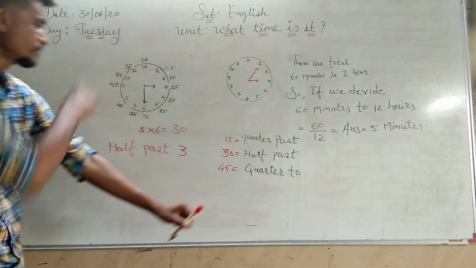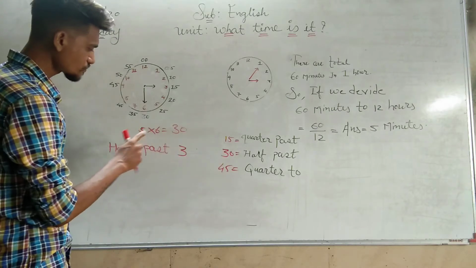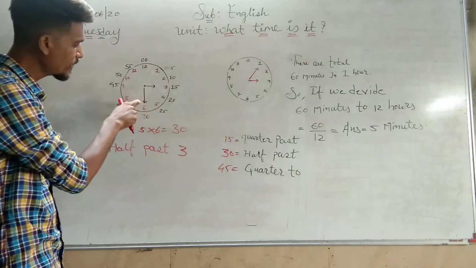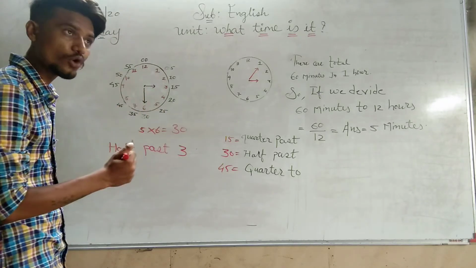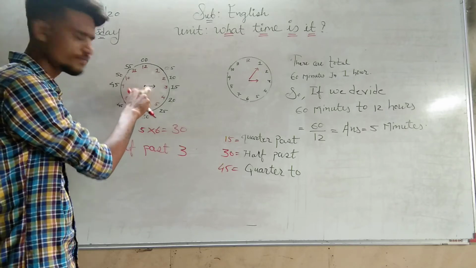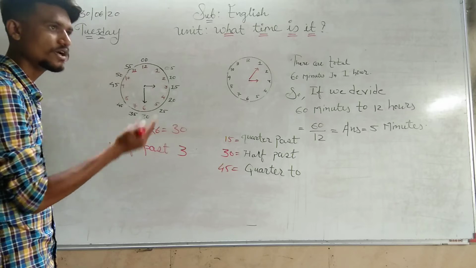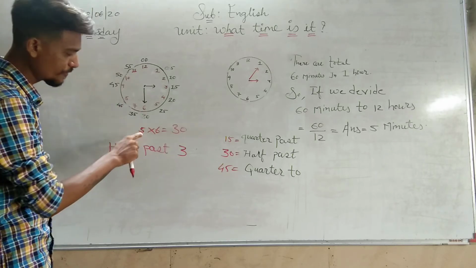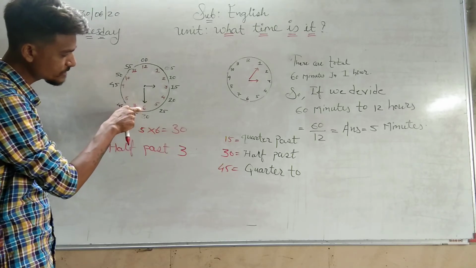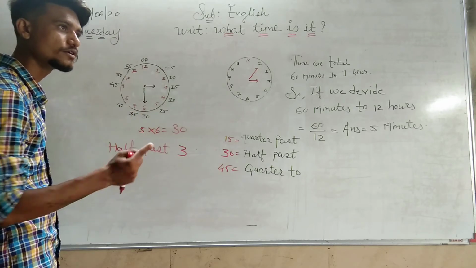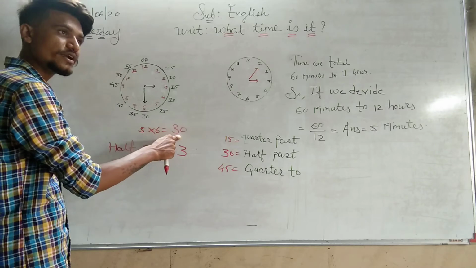Let me revise again. What I have said, the small hand is on 3. The big hand is on 6. So the small hand indicates hour and the big hand indicates minutes. I have written the minutes number. The big hand is on 6, so you have to multiply 6 with 5. So 5 sixes are 30. We have got the answer.